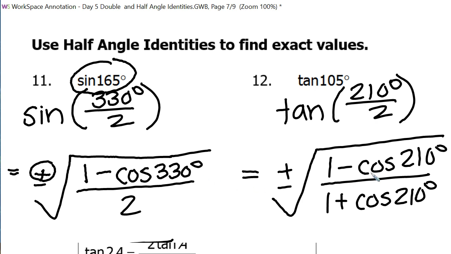Now I have to decide, is my final answer going to be positive or negative? So look at your original angle. 105 degrees terminates in which quadrant? 2, and in quadrant 2, would tangent be positive or negative? Negative. So circle the negative. Now from here forward, I'm not going to have the plus or minus. I'm just going to have the negative.